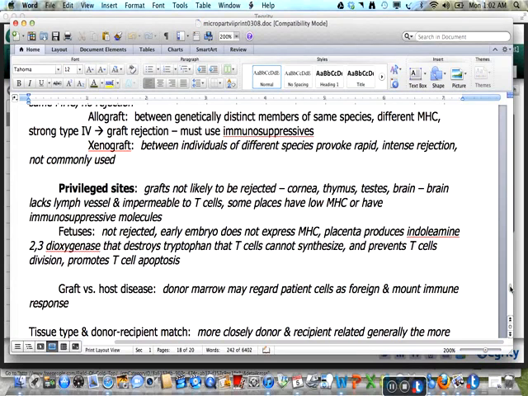In graft versus host disease, the donor marrow may regard the patient's cells as foreign and mount an immune response. The level of tissue match required between donor and recipient can vary. The more closely the donor and recipient are related, generally the more similar the MHC. Typically, a 50% match is acceptable for most organs, but the bone marrow needs a very close match.